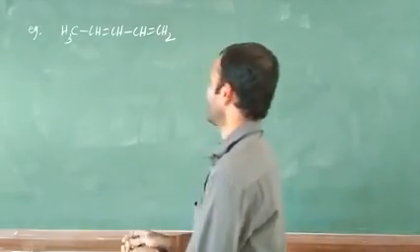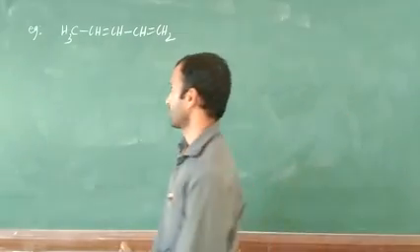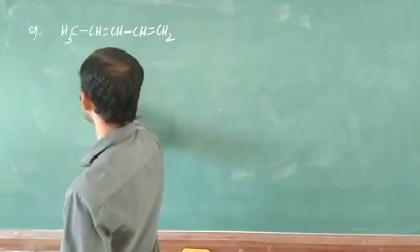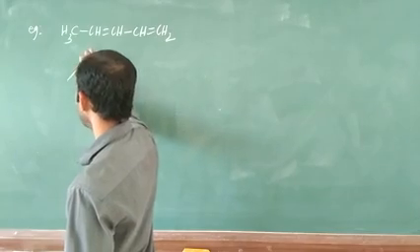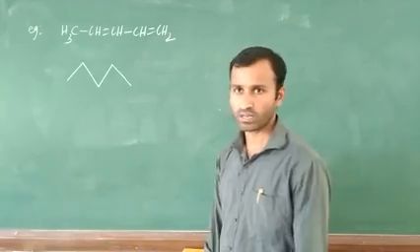Okay. Next, you have to draw the bond line representation of the given example. Just I am going to draw. How many carbons are there? 1 2 3 4 5 carbons. Here 2 carbon, 3 carbon, 4 carbon, 5 carbon. This is the bond line representation.